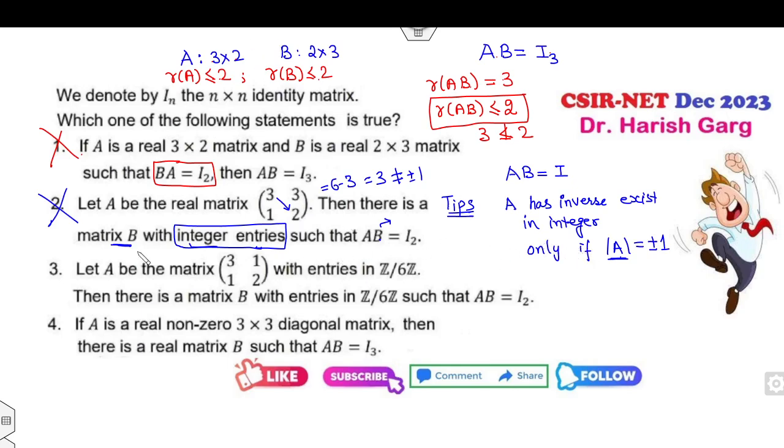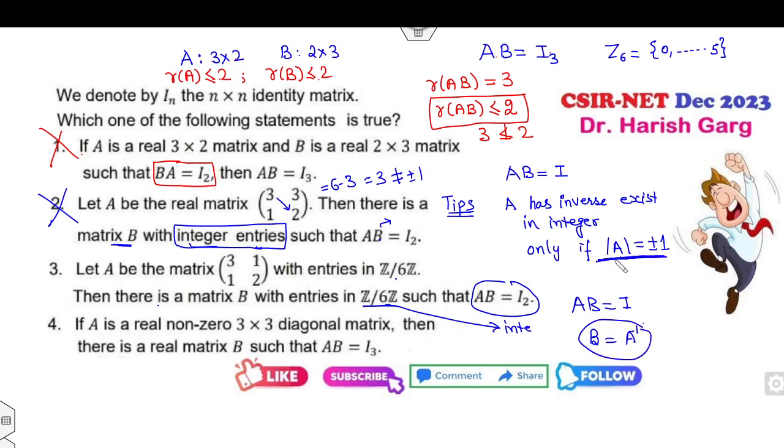Look at the third. Then there is Z6. What is the value of Z6? Z6 consists of integers again. And again you are asked about the inverse, because AB is equal to I. Your target is to find the value of B. So when will the inverse exist? When this condition is satisfied. So can you find the determinant of this? 6 minus 1, 5. How can I write 5 in terms of Z6? It is minus 1, and that satisfies this property. Yes, it is a correct statement.